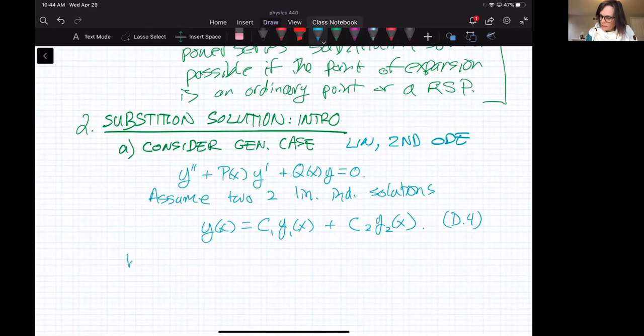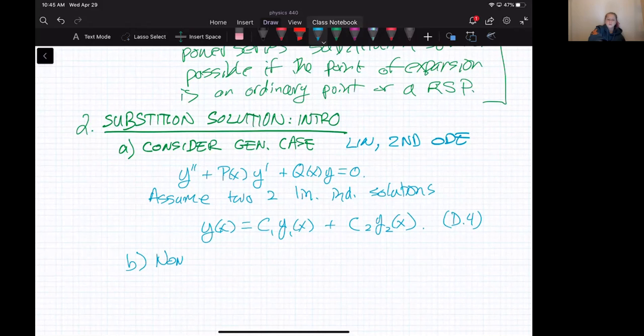For the non-homogeneous case. Wait, I have a question. Sure. What kind of solutions are we assuming? Linearly independent solutions. Okay. Thanks.